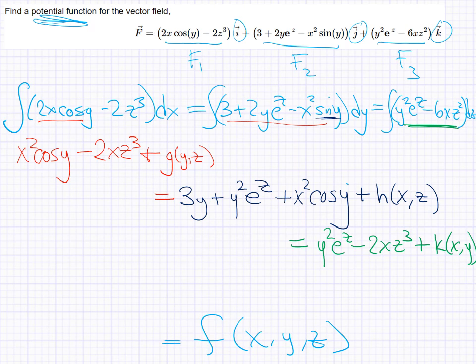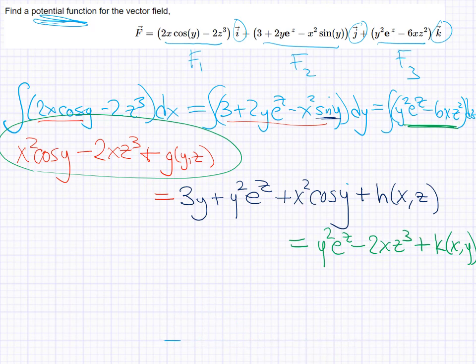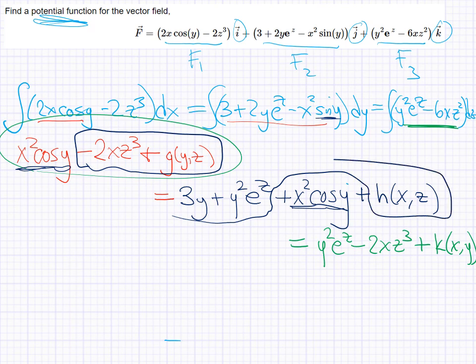Now all these have to equal each other, and so we need to put all of these pieces together to build the potential function that we were looking for. A lot of these pieces are similar, so let's look at the first two. I have an x squared cosine y and an x squared cosine y, so clearly they equal each other. And that's about it. So that means the remaining pieces, this whole thing, and this plus this whole thing, have to equal each other.